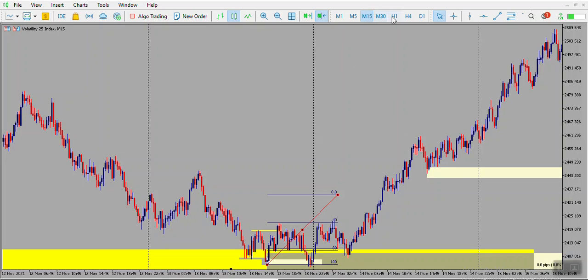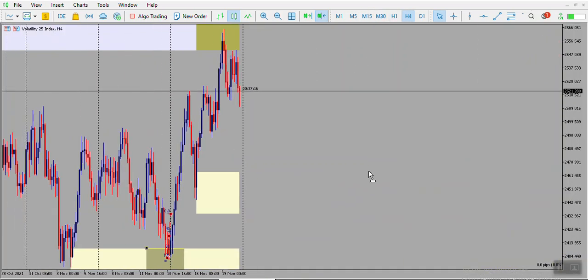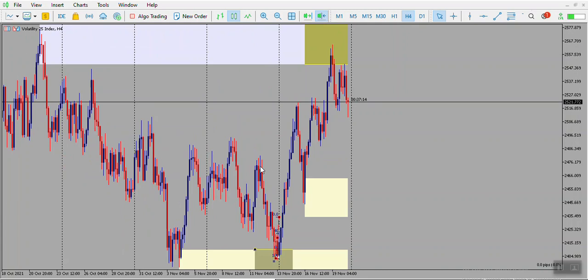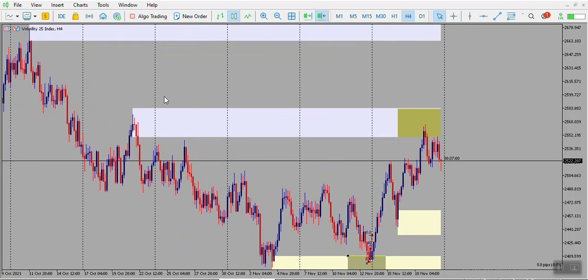So the second take profit, as I said, is the 4 hour time frame. This is a level where you have these highs, this is where you target for your take profit, and that was how price moved up to this level, right? So that is the way to trade, the easy way to trade this supply and demand zone on the volatility indexes.